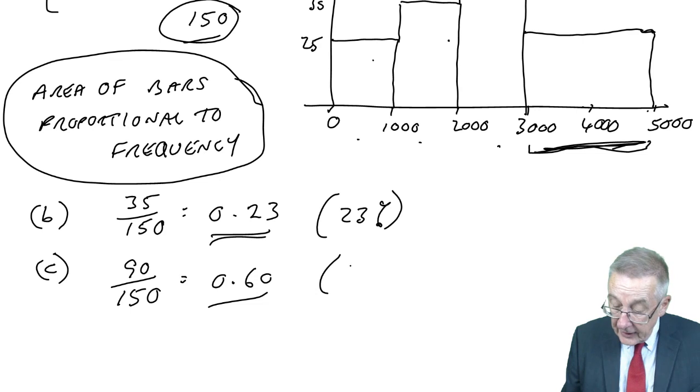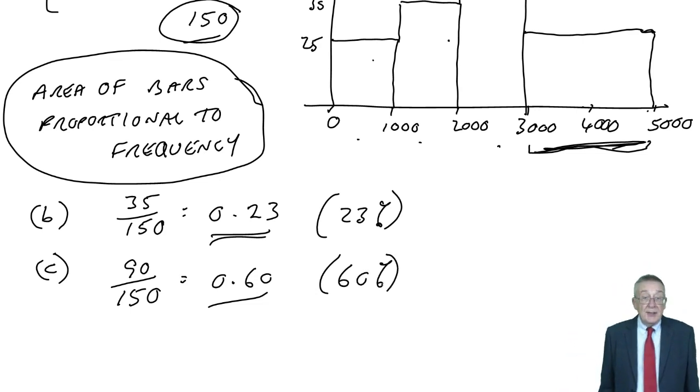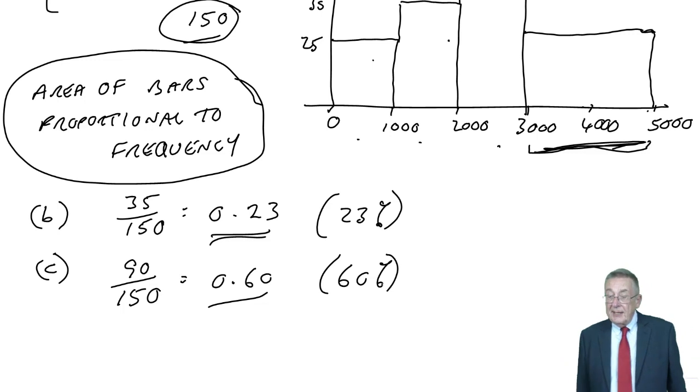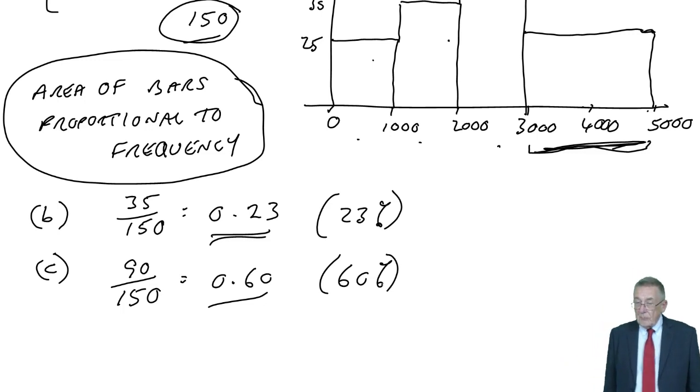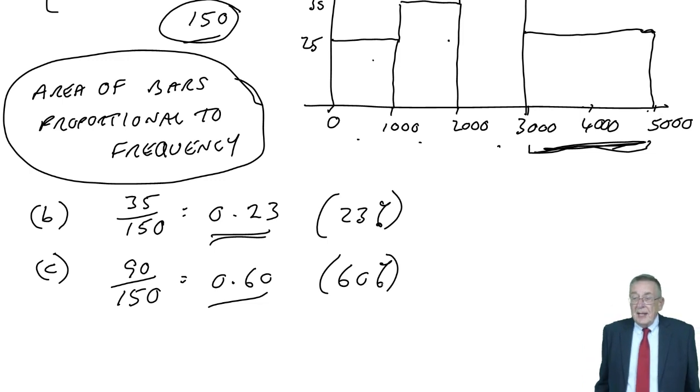0.6, or if you prefer, 60%. 60% of our workers earn in that range, and then there's a 60% chance, if I pick one of those workers, that they're earning in that range. So, I hope that's easy enough.